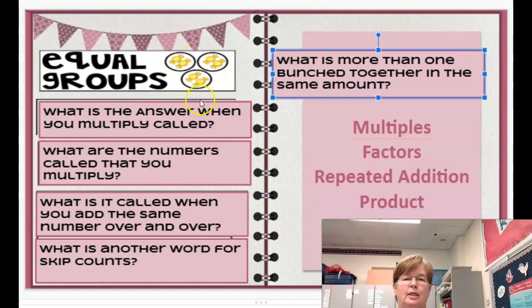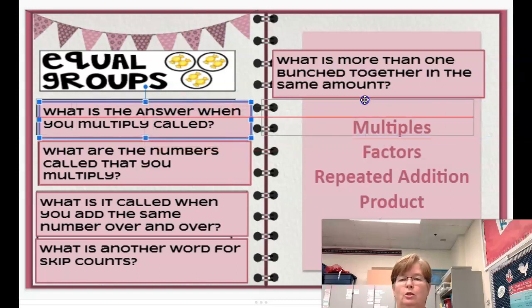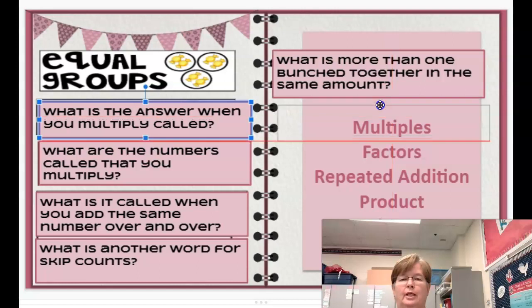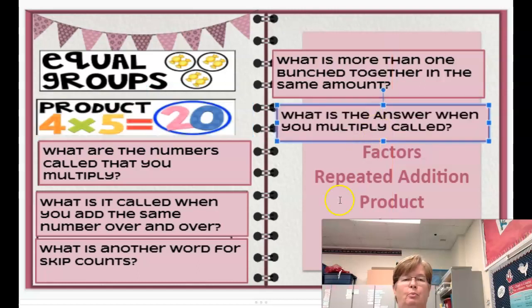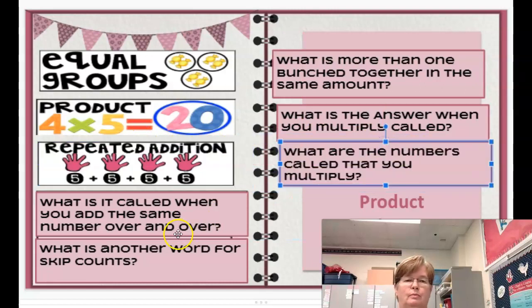You can represent this using circles. What is the answer when you multiply? The answer to a multiplication problem is called a product. Okay, what are the numbers called that you multiply? Those are called multiples.